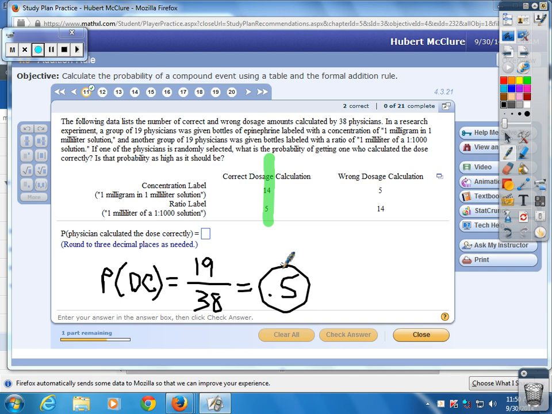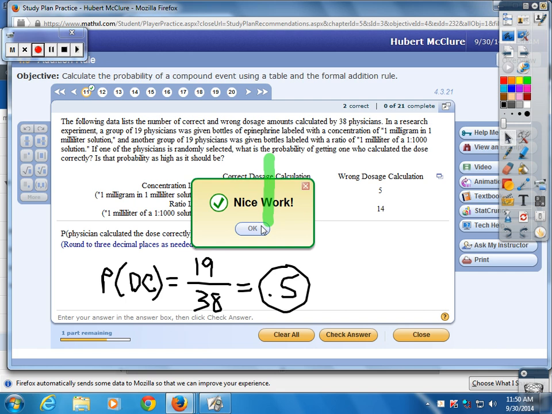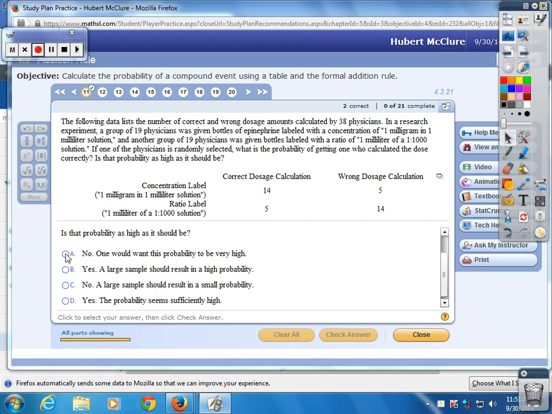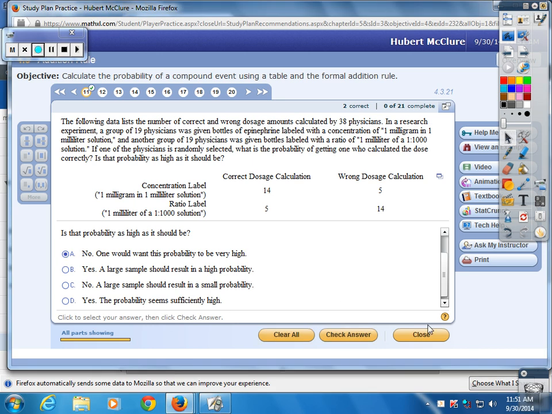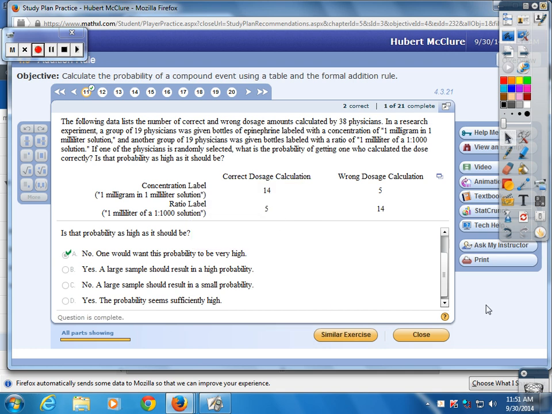0.5 is not good. Now, the next question they're going to ask, they're probably going to get you to do an overlap. So let's look. And put 0.5. Is that probability as high as it should be? No, it is not. One would want this probability to be very high. Whatever, I would want it to be very high. I don't care what the probability is, I want it to be high.